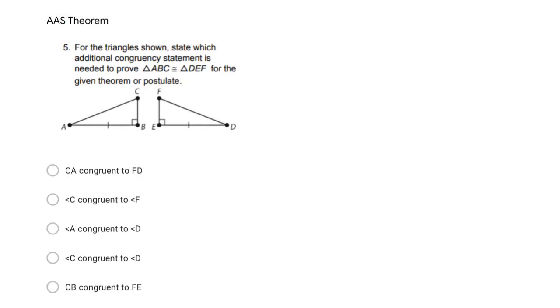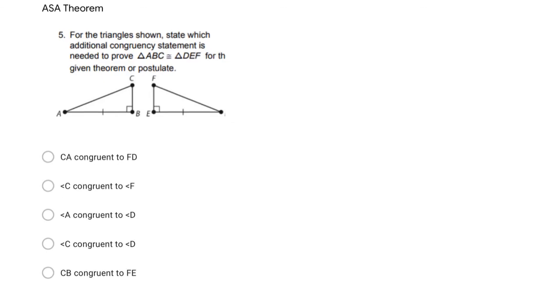Now, if I'm doing angle, angle, side, I have an angle and a side. I need this angle to make angle, angle, side. So I need angle C. And then on this other triangle, I need angle F. Angle, angle, side, angle, angle, side. I need C and F to be congruent to each other. So my option B, angle C, is congruent to angle F. Do not overthink these. They're not that hard. You just got to understand which one it's asking for.